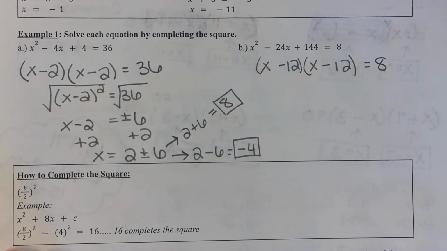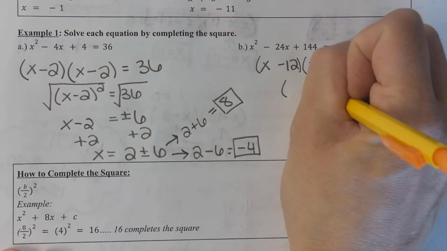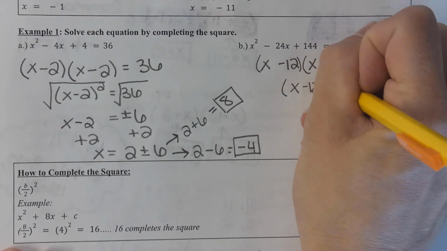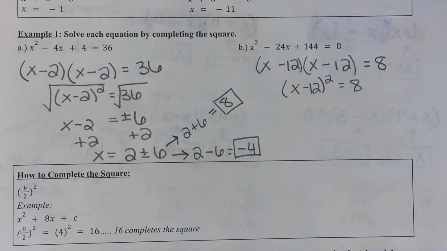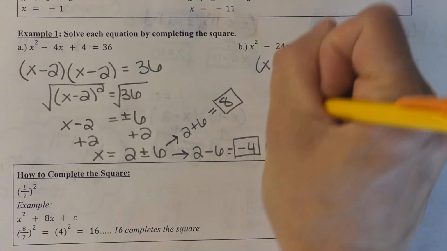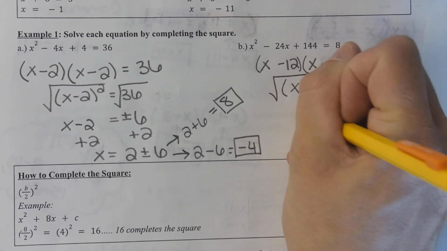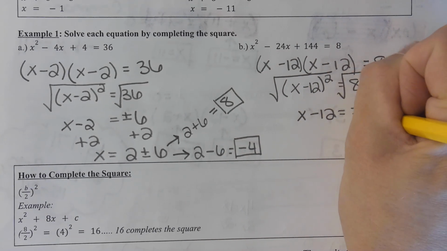Are we okay so far? Okay. If I have the same set of parentheses twice, how can I rewrite it? Yeah, x minus 12, that set of parentheses squared equals 8. Okay, now I want to undo the square. How do I undo a square? Square root. And I'm going to square root each side. So x minus 12 equals plus minus the square root of 8.